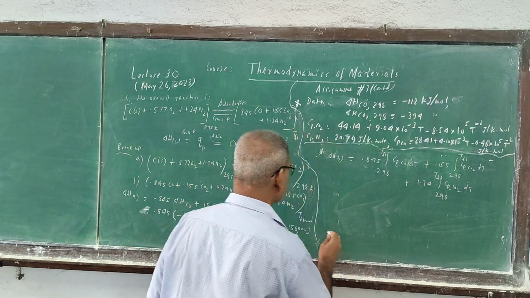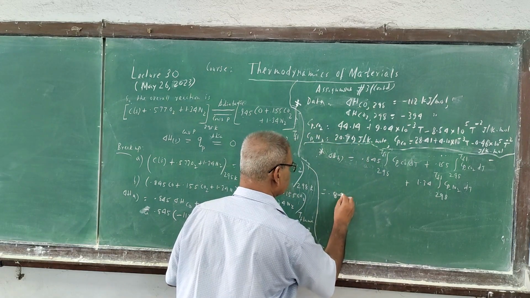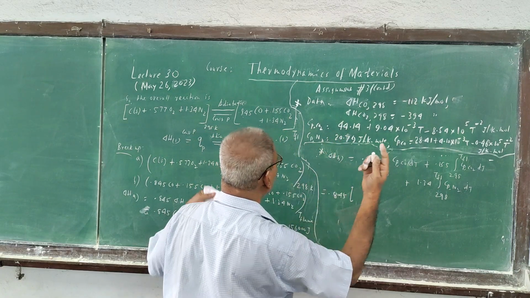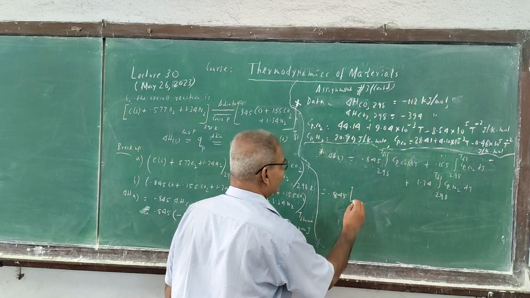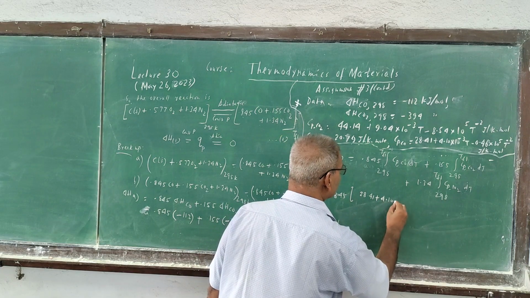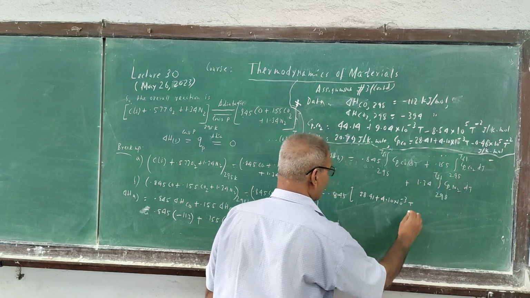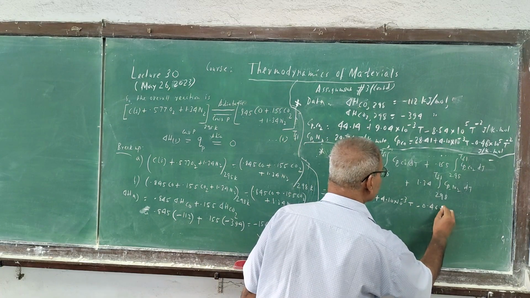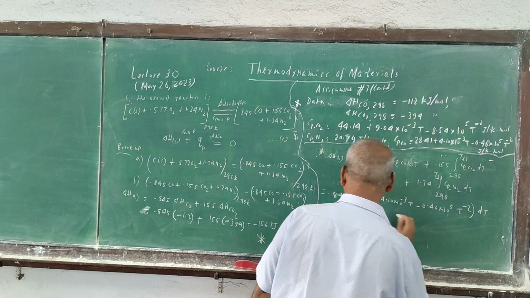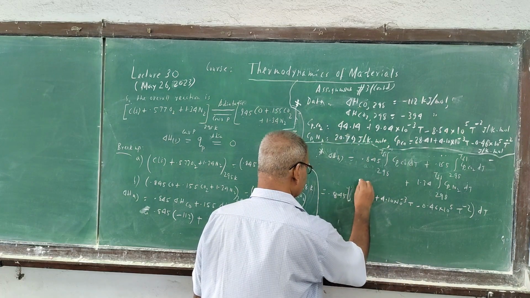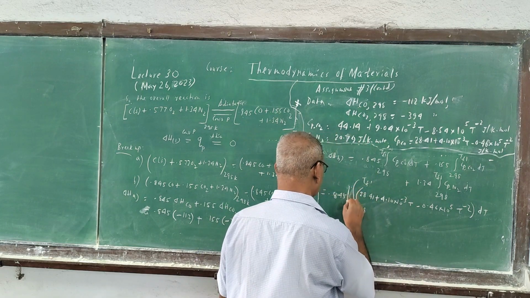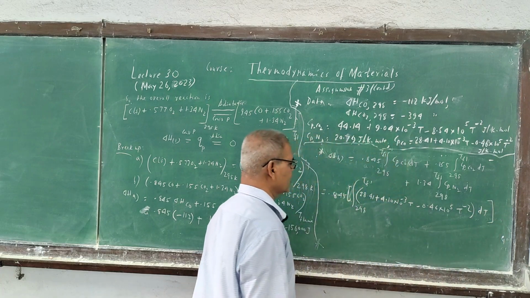Let me write at least 0.845 times the integral of Cp CO. Copy it from the top, the right hand side. Cp CO is 28.41 plus 4.10 times 10 to the power minus 3 T, minus 0.46 times 10 to the power 5 T to the power minus 2, with dT, and the integration sign from 298 to T flame, in brackets.